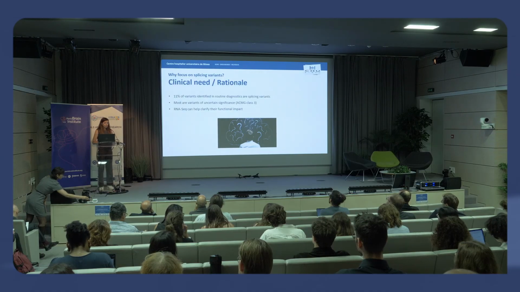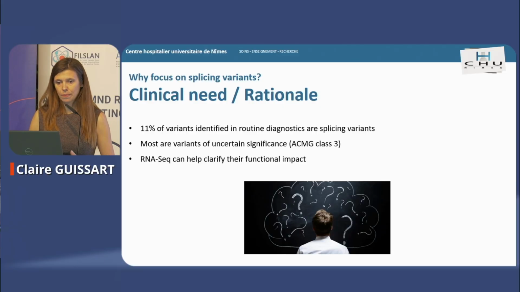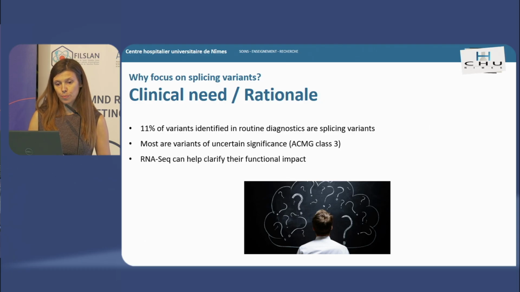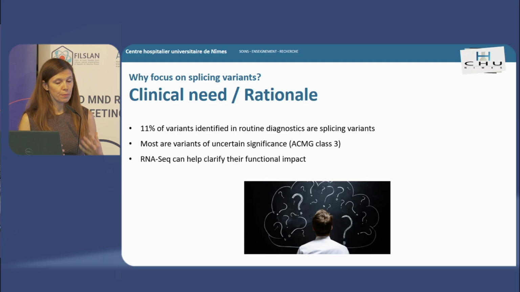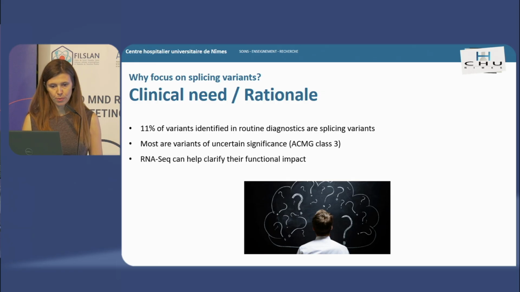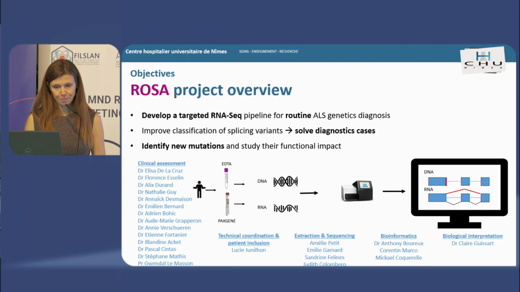So why is there a need to study intronic variants? Well, it's because they represent 11% of variants that are identified in routine diagnostics, and most of them remain in the class 3 categories following the classification of ACMG, which is the variants of uncertain significance. So we needed a tool to help us clarify their functional impact, and that's why we developed targeted RNA-Seq.